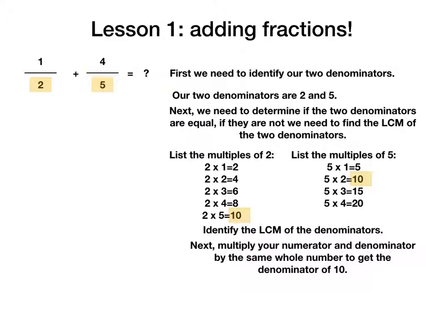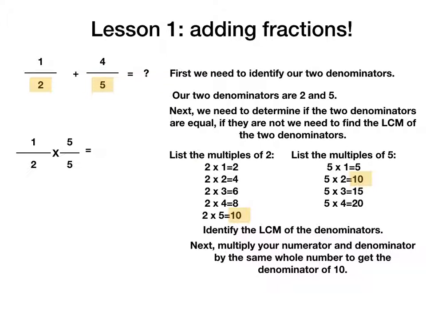So now you're going to have to multiply your numerator and denominator by the same whole number to get the denominator of 10. So we're going to do 1/2 times something to equal something over 10. It's going to have to be equivalent to 1/2. So we're going to set that up. 1/2 times, we look at our denominator as 2. We know 2 times something is going to have to equal 10. Whatever we do to the bottom, we must do to the top. So we know it's going to be 2 times 5.